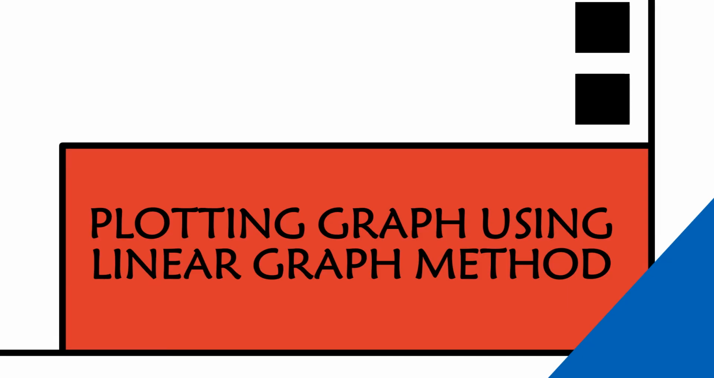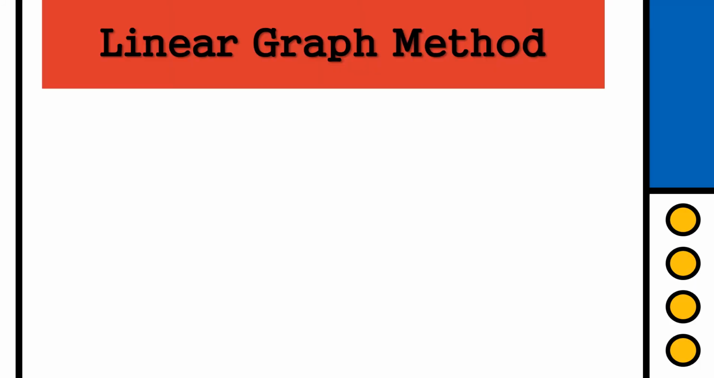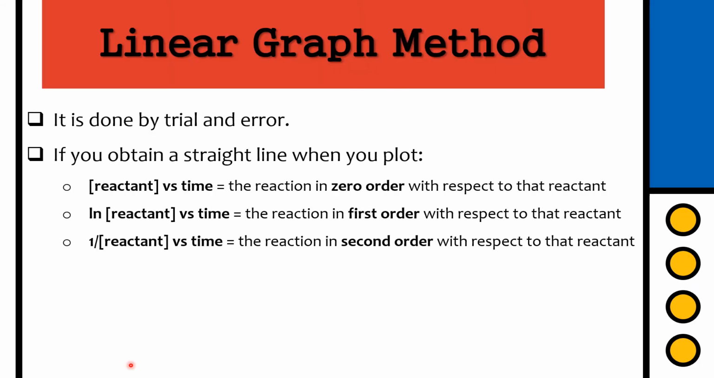For plotting the graph using the linear graph method, this method is done by trial and error. What does this mean? If you obtain a straight line when you plot concentration of reactant versus time, the reaction is zero order with respect to the reactant. But if you plot a graph of ln concentration of reactant against time, the reaction is first order with respect to that reactant. And if you plot a graph of 1 over reactant against time, you will get a second order reaction.